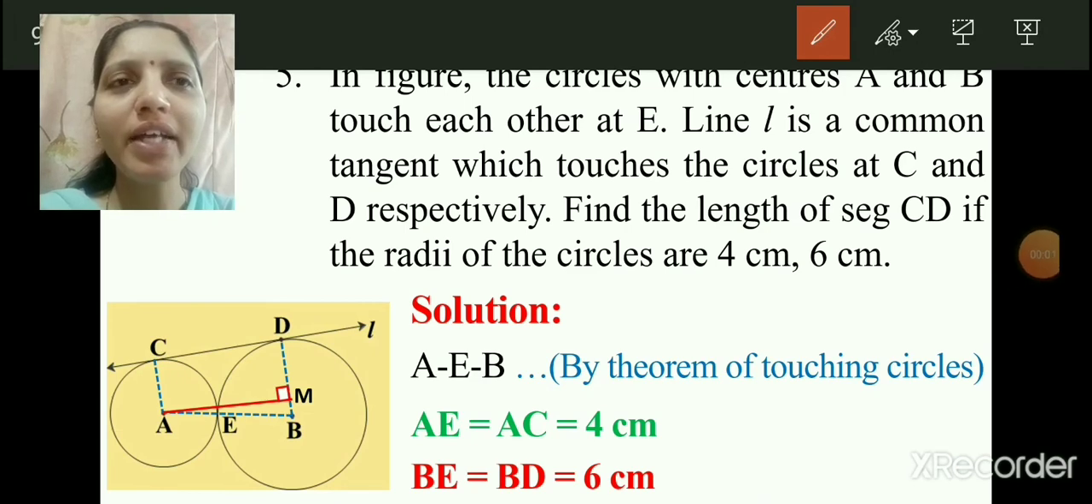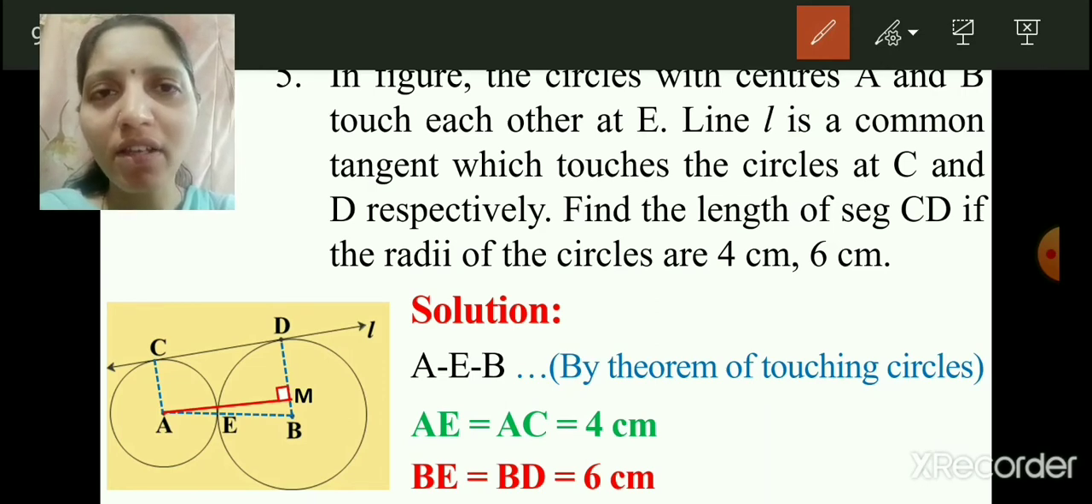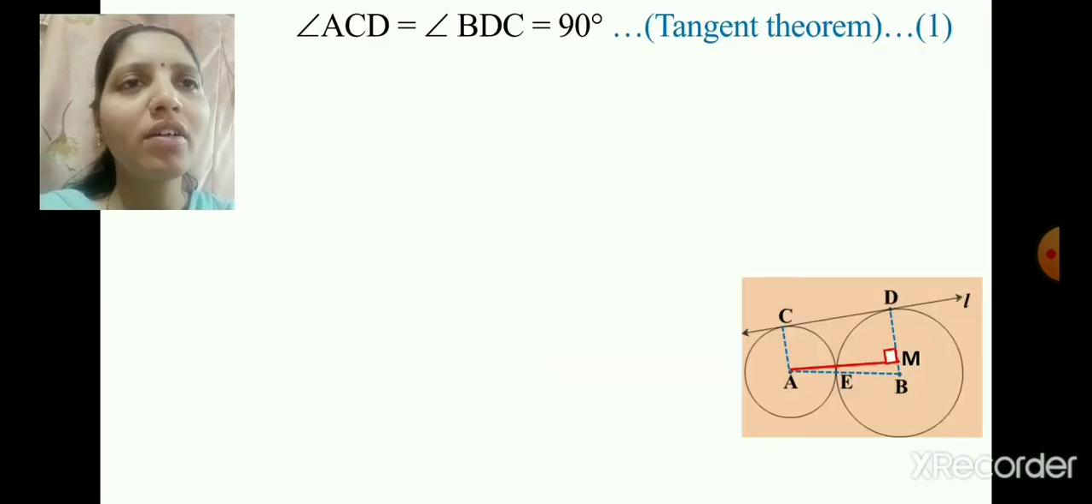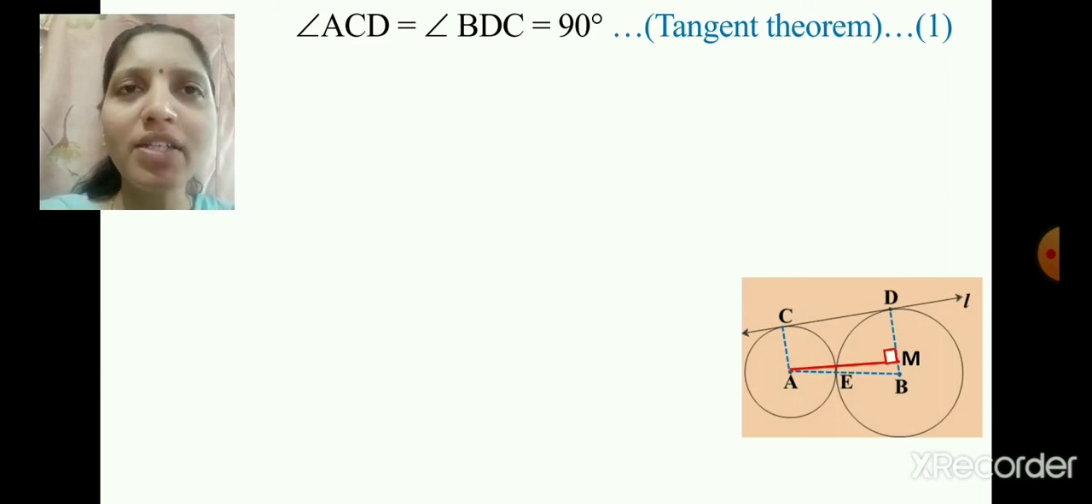Now line L is a common tangent for both the circles and it touches the circles at point C and point D. That means by the tangent theorem we can write angle C and angle D as 90 degrees. So let's write down angle ACD is equal to angle BDC is equal to 90 degrees. What reason will you write here? Tangent theorem. Write this as equation 1.